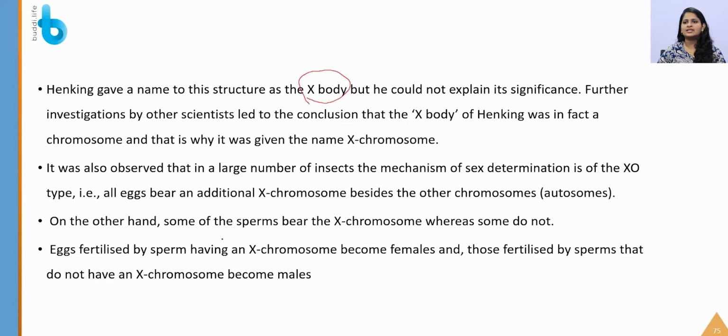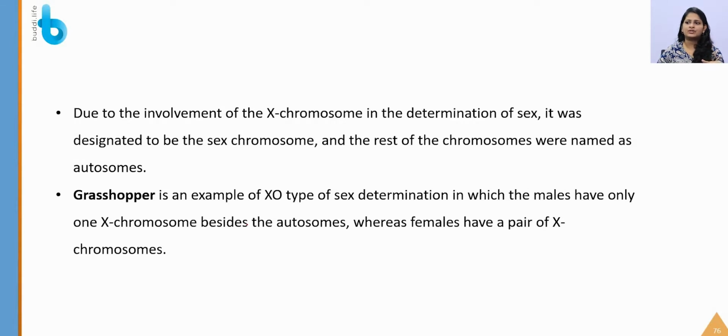On the other hand, some of the sperms bear the X chromosome, whereas the others do not. Eggs fertilized by sperm bearing an X chromosome become female, and those fertilized by sperm that do not have an X chromosome become male. So what can you conclude here? The male will have a lower chromosome number when compared to the female. Due to the involvement of the X chromosome in the determination of sex, it was designated the sex chromosome, and the rest of the chromosomes were named autosomes.